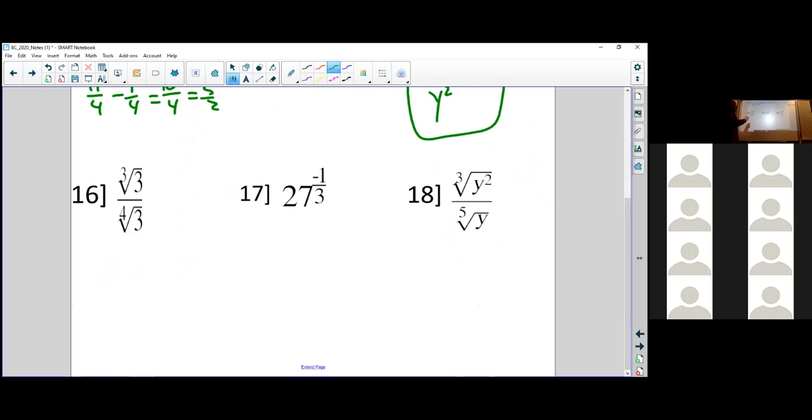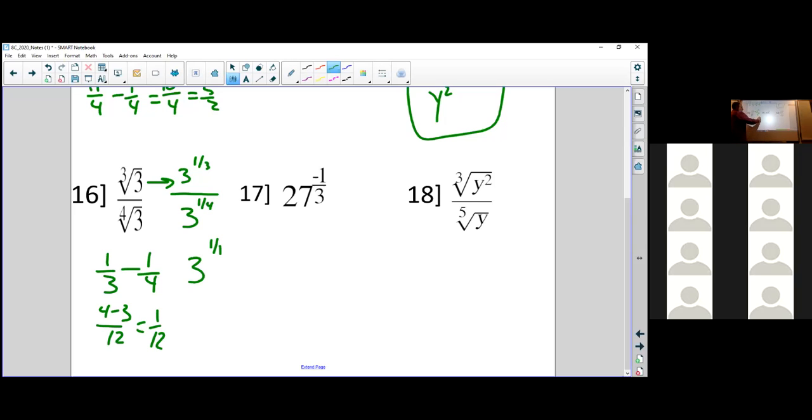All right. So with this one, what you want to do is turn the top into 3 to the 1/3 power. On bottom, you want to turn it into 3 to the 1/4 power. Does everyone feel comfortable why I made it 1/3 on top and 1/4 on bottom? So I'm going to go 1/3 minus 1/4 because they're top and bottom. And so that's going to give me 4 minus 3 over 12. So that's going to give me 1/12. So that's going to give me 3 to the 1/12 power, and the problem's done.